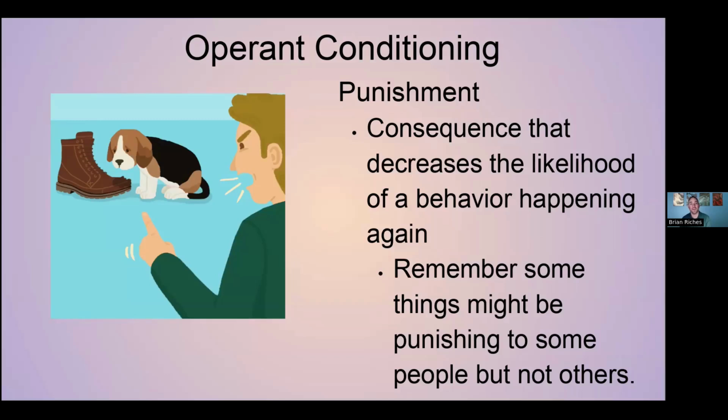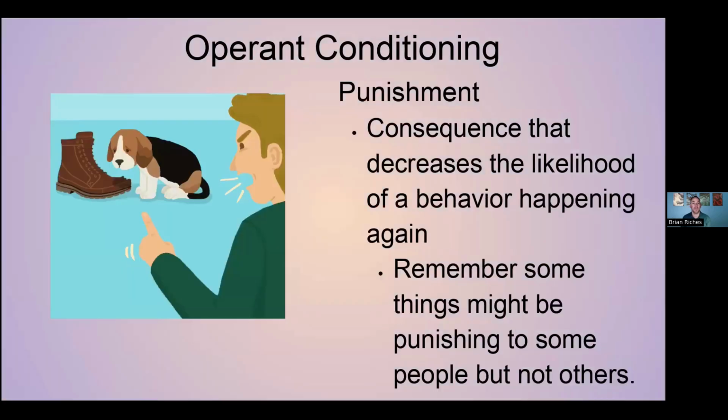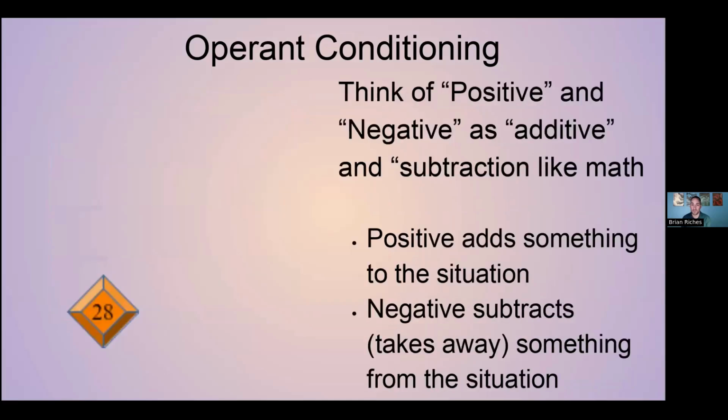And again, punishments don't work as well for training new behaviors and keeping those behaviors longer lasting. Reinforcements do work better, but punishments have been used in training and teaching as well. So with that, again, reinforcement is a consequence that increases the likelihood of the behavior happening. Punishment decreases the likelihood of the behavior happening. So one person's reinforcement might be another person's punishment and vice versa.